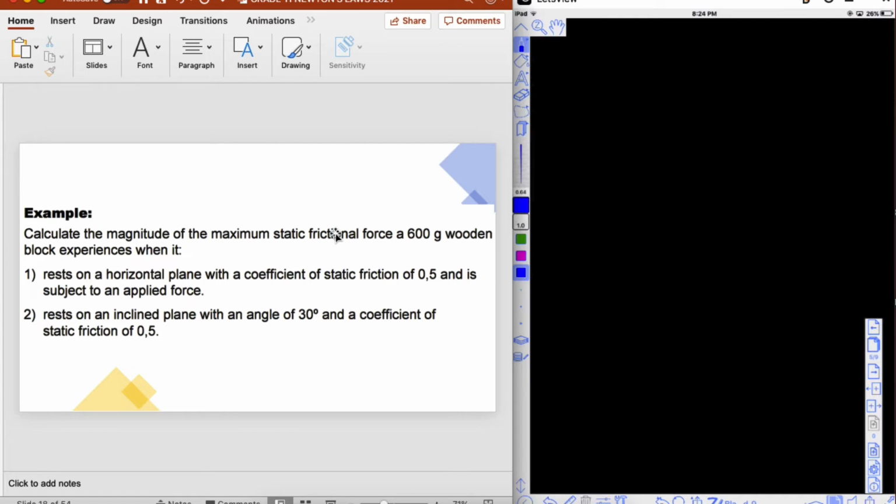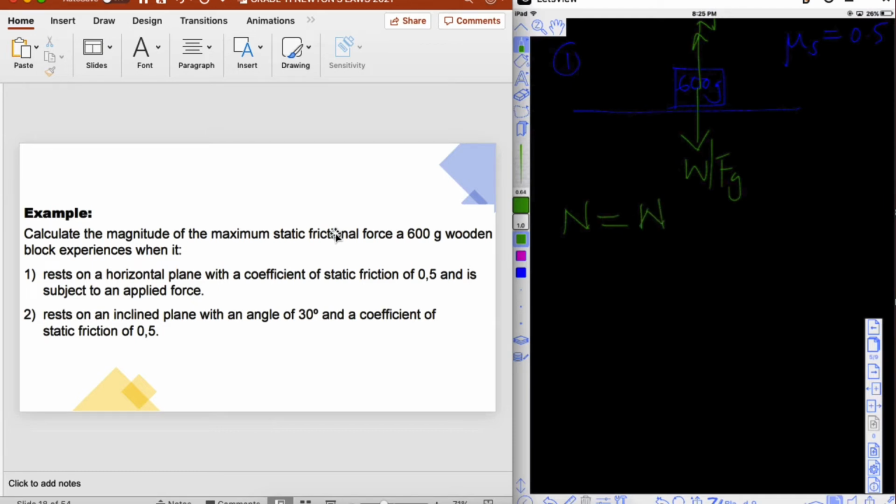So in this case, this is question 1. We have an object that is on a horizontal surface and the mass of the object is 600 grams. And we know that mu s is 0.5. Now looking at this diagram, we can see that obviously the object is going to experience weight or Fg, and in turn will also experience a normal force. And in this case, our normal force is equal to the weight because the object is on a horizontal surface. So that means our normal will be equal to the product of the mass of the object and the gravitational acceleration, which is 9.8 meters per second squared.